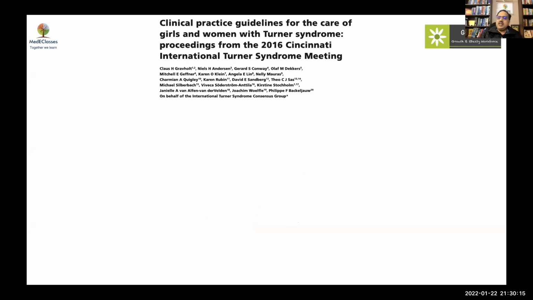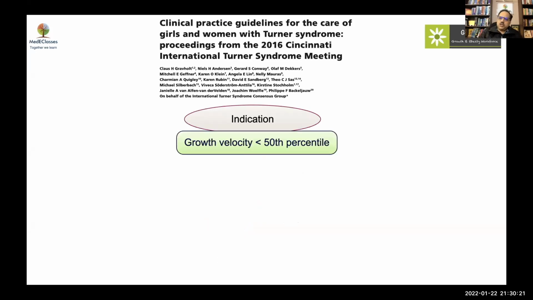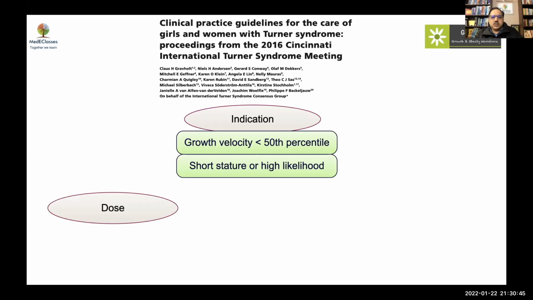So if we go by the guidelines of the Cincinnati group in 2016, very clearly they say that if the growth velocity is low and there is already a short stature or high likelihood, we should treat. This will happen by around 3 to 5 years of age. There are no additional benefits if you treat very early in the toddler age group. People used to say you start treatment at 1 to 2 years, but there is not much benefit. Most girls present to us very late, by around 8, 10, 12 years, when it's already late. But 4 to 5 years is the ideal time we should start.